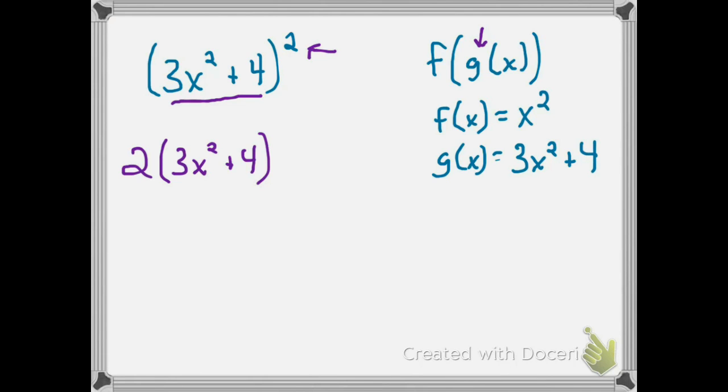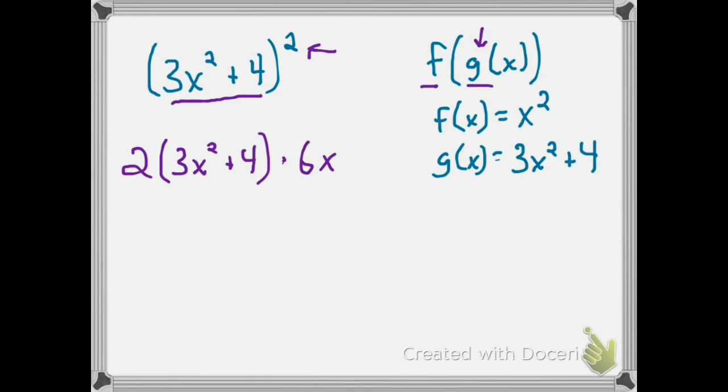So now we need to do the second function, g. We're going to work our way inside from this f now into this g. So then the derivative of our g function, 3x squared plus 4, is going to be 6x. And we're going to multiply that to the derivative we've already done. So times 6x.